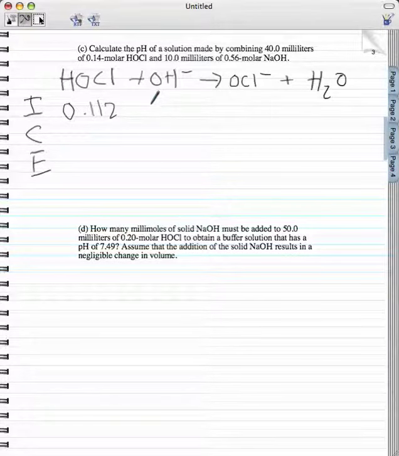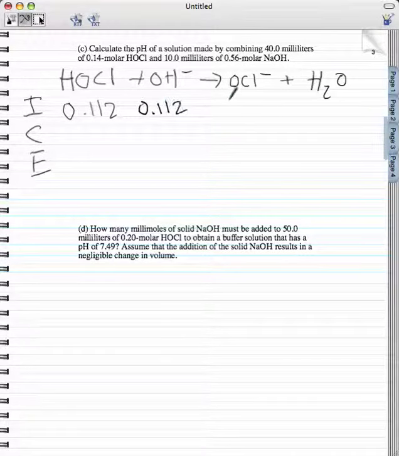Okay, and then for OH minus, 10 milliliters of that 0.56 molar diluted to a final volume of 50 milliliters. I know they don't say volumes are additive here, but they probably would if this is a recent question. This one comes out to 0.112 as well. We don't have any of this, and we don't care about water.